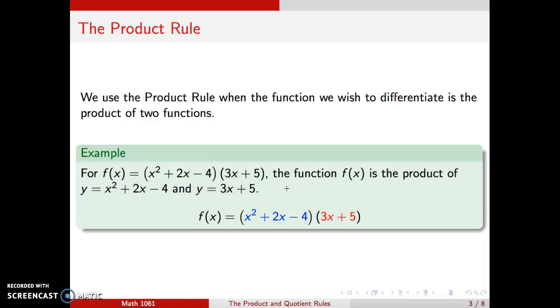Now what you could do in this case is just expand, and say 3x cubed plus 5x squared plus 6x squared plus 10x minus 12x minus 20. And then you've got a polynomial and you don't need this new rule. But we're going to see plenty of functions where you have to use this rule. So I'm going to go ahead and discourage that for this problem, even though in this case maybe it is easier to just expand it.